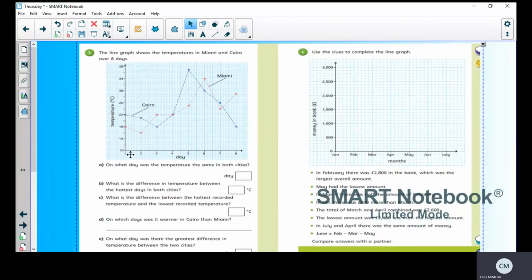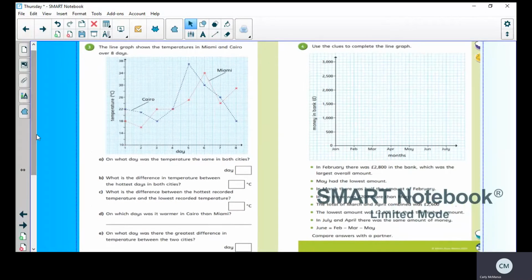The days are going up in ones, and the temperature, if you look, starts at 10, 14, 18. So what's going to go between 10 and 14? What number's halfway between? Well, it's going to be 12, isn't it? Each of these lines represents 2. So 10, 12, 14, 16, 18, 20, 22, 24, 26, and so on.